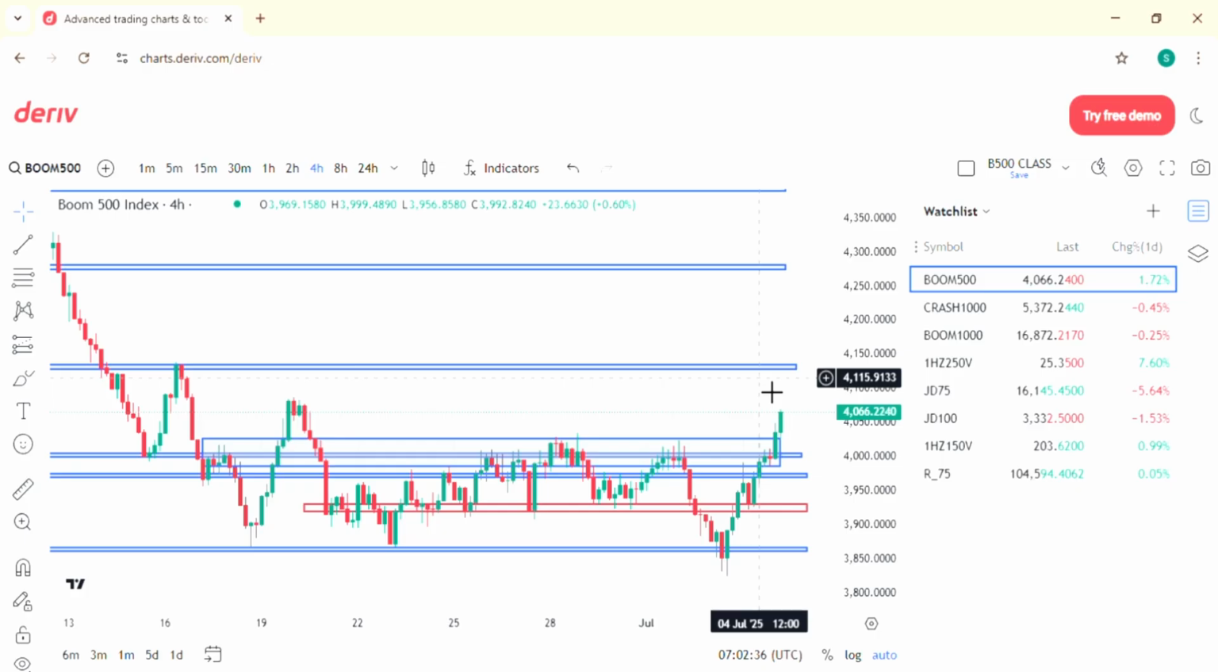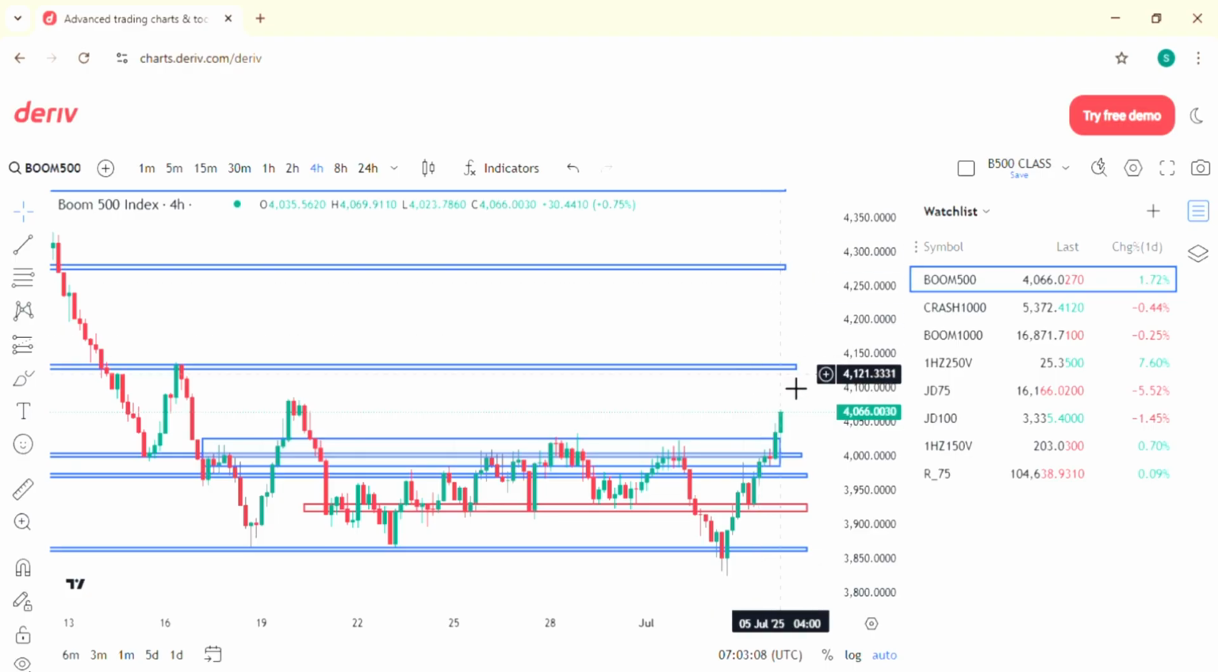You give a little space. There could be a pullback, price could be rejected, so price could pull back here a little before continuing, or it could forcefully break this zone, turning resistance into support. If it breaks this zone, it will return to retest this zone before continuing.